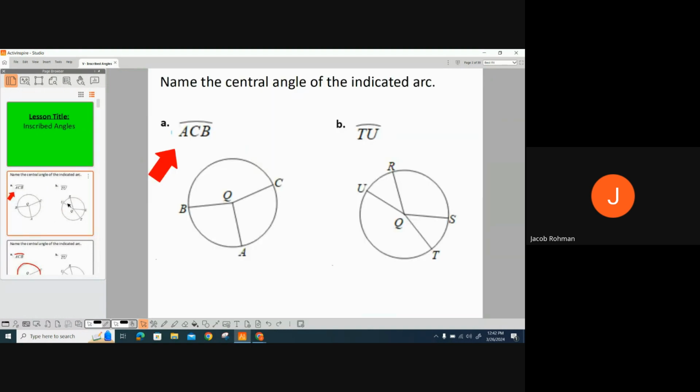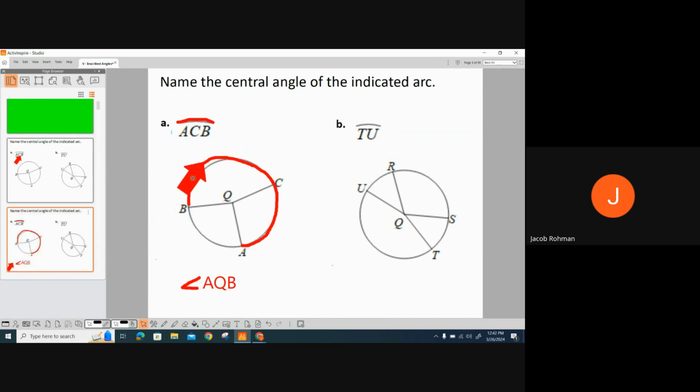So in your notes you see that it says name the central angle of the indicated arc. Here we have arc ACB, which I labeled with the red arc. So A to C to B is arc ACB. The central angle that goes along with that would be angle AQB. Remember, it has the same endpoints as the arc itself, except the Q here is the vertex of the angle, whereas C just tells you where the arc's direction is going.